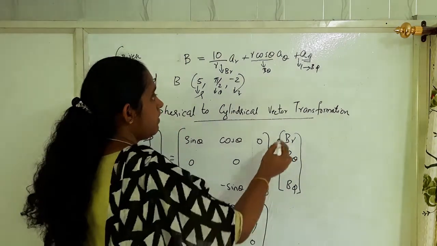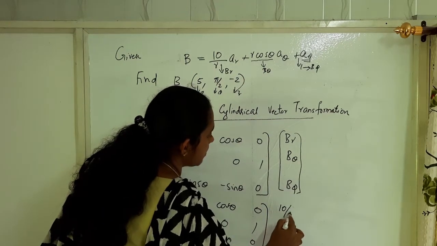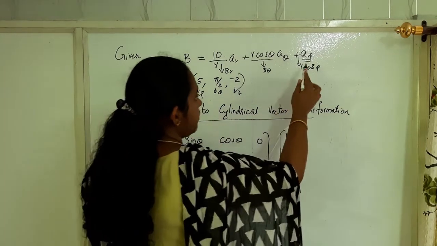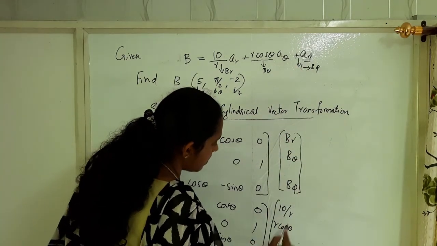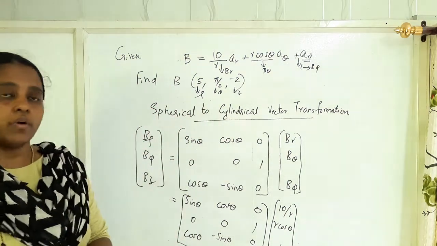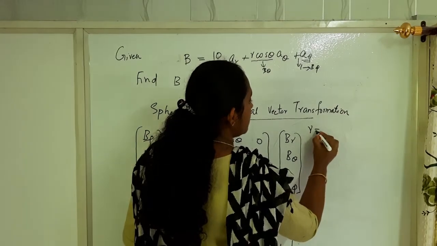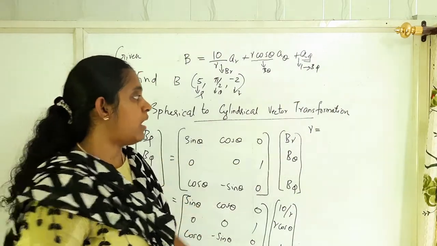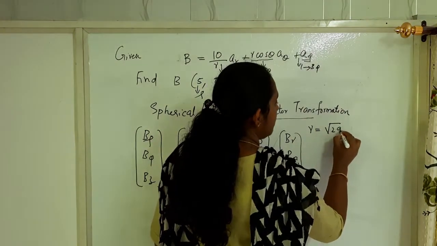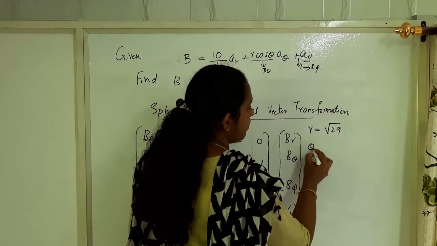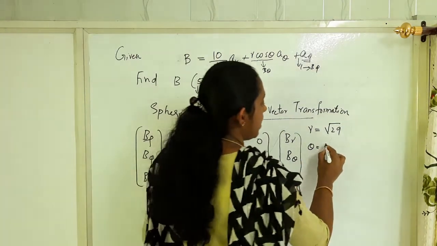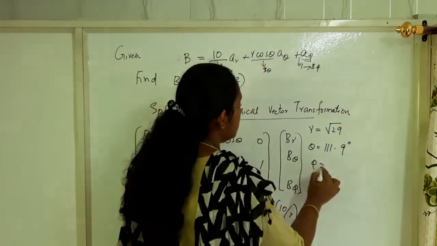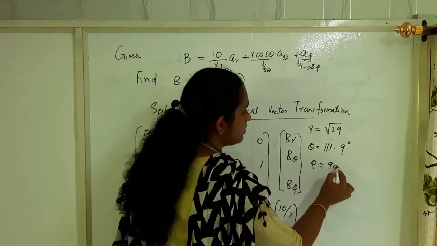B r will be 10 by R. Then what is B theta? That is R cos theta. And what is B phi? That is 1. Now what is the value of R we found? From converting cylindrical coordinates into spherical coordinates, we found R as root 29. And theta we found as 111.9 degrees. And phi is the same, pi by 2 or 90 degrees.